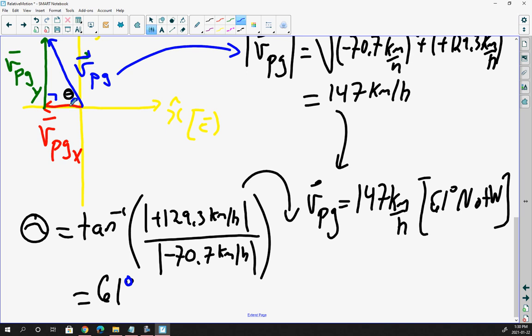It's north of west. So my final answer is 147 kilometers per hour, 61 degrees north of west, which is the angle magnitude version of the answer you already calculated in component form. They're both acceptable. They're both right.